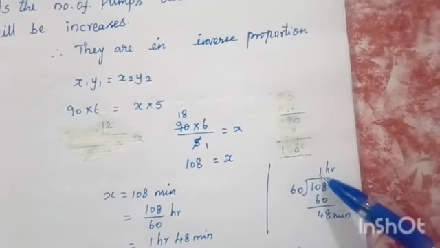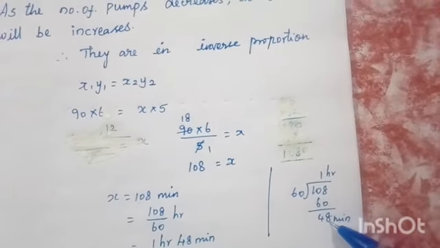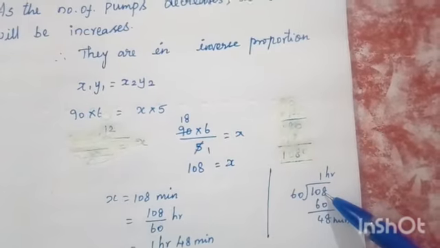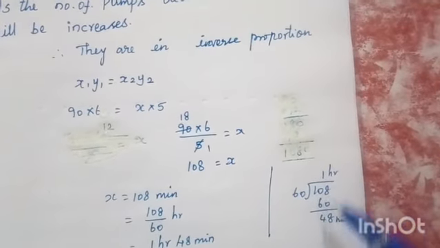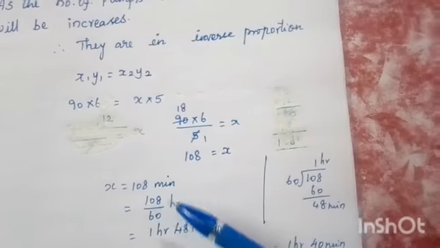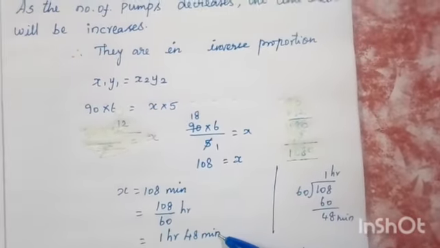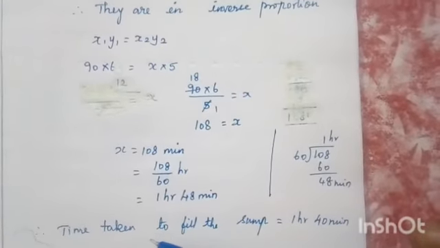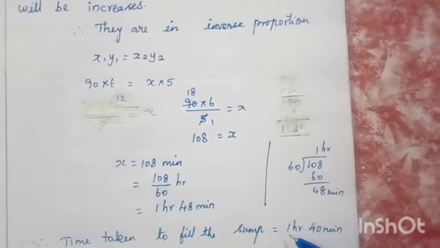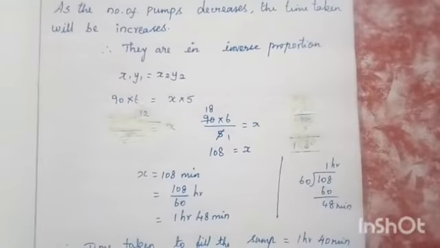Divide by 60. 1 times 60 is 60. You have to subtract, balance is 48. So this is the minutes. So 1 hour 48 minutes. So 108 minutes is equal to 1 hour 48 minutes. So we want to find the time taken. Time taken to fill the sump equals 1 hour 48 minutes.